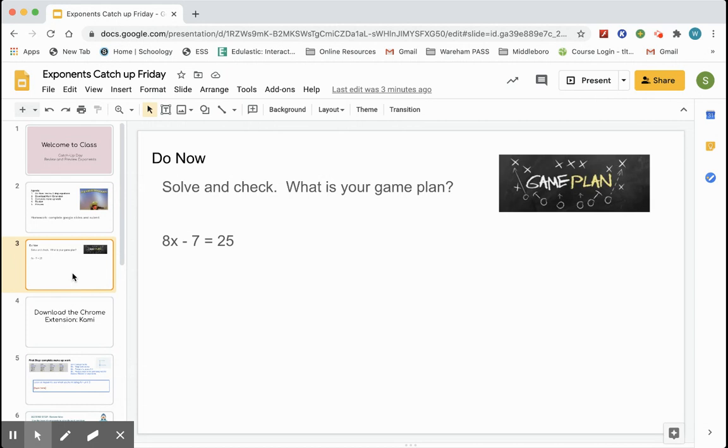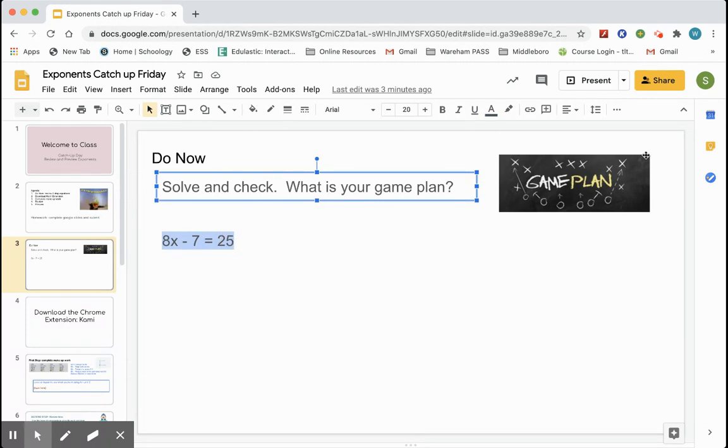So the first thing we're going to do is solve this equation. To solve this equation, I would like you to please write your game plan. So your game plan is actually the steps that you're going to use to solve the equation in the order that you're going to use them. So I'm going to write the GP. And so the first thing I want to do is undo my subtraction by adding 7 to both sides. And then I want to undo my multiplication by dividing both sides by 8.